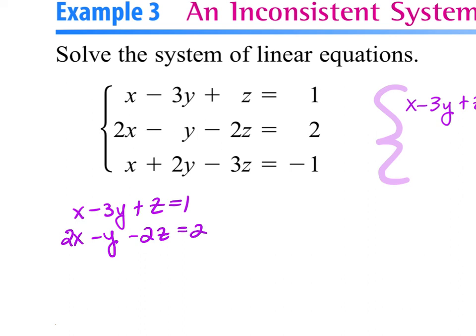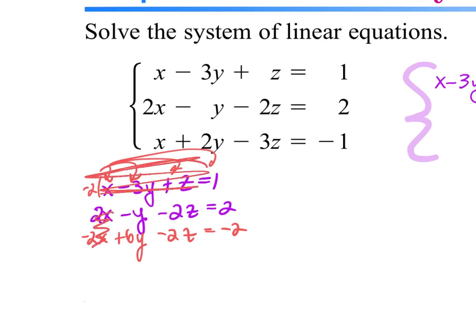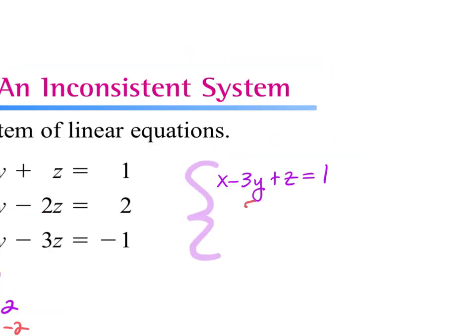What do I multiply the top by so my x's will cancel out? Negative 2. Great. Negative 2x, positive 6y, negative 2z equals negative 2. Agreed? Okay, cross that off. x's cancel. What's negative 1 and positive 6? 5y. What's a negative 2 and a negative 2? Negative 4z. And I have 2 minus 2 is 0. So there's my second equation: 5y minus 4z equals 0.